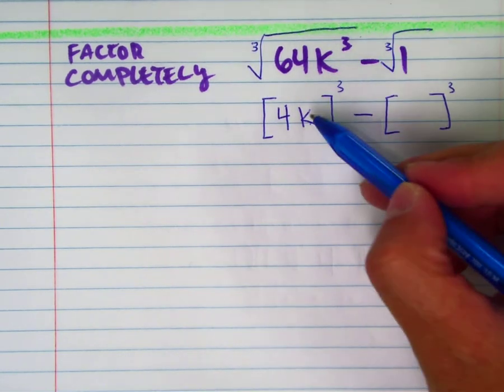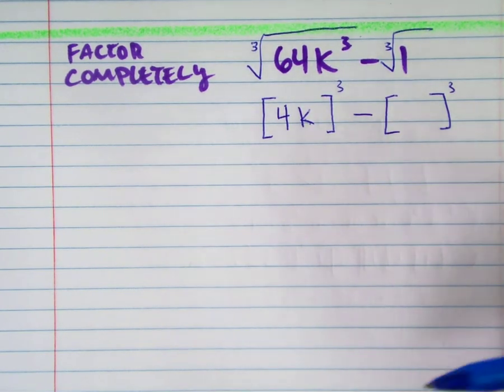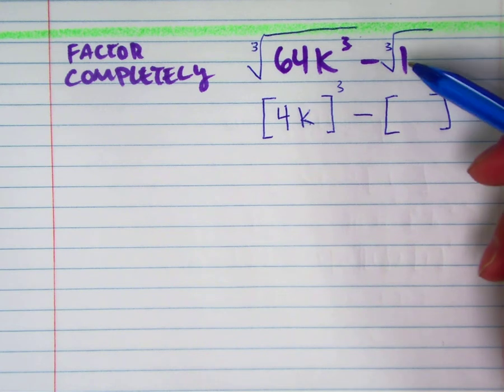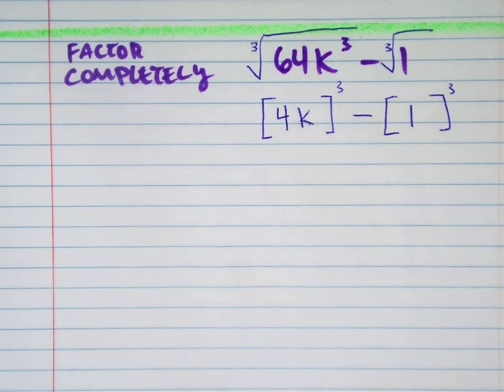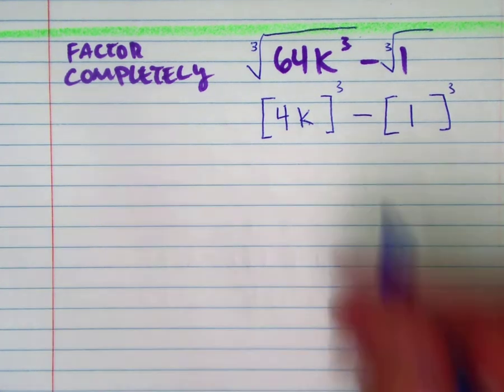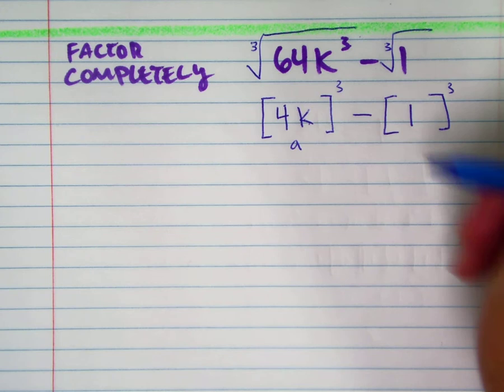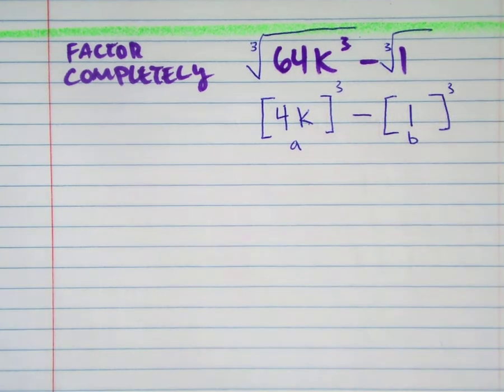K, so k times k times k gives you k to the third power. Class, what's the cube root of 1? That is 1. So I took the cube root. Now I have my a value, which is 4k, and my b value is 1.